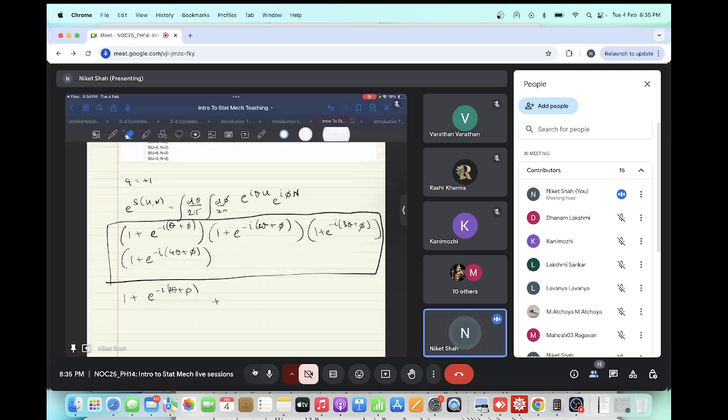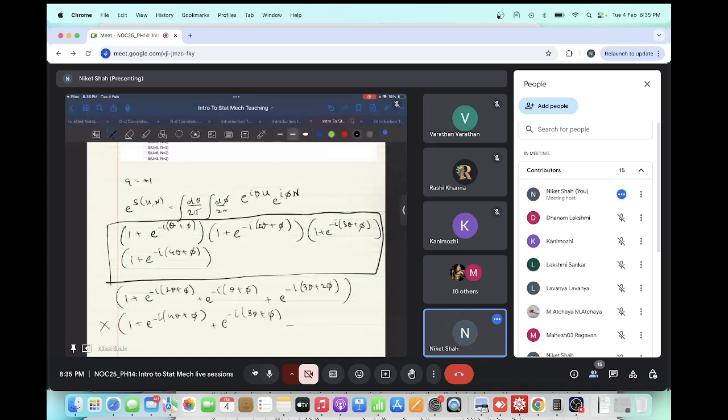This bracket is going to be multiplied with the other bracket, which is there also. I'm multiplying the last two terms, which is 1 plus e raised to power minus i(4 theta plus phi), plus e raised to power minus i(3 theta plus phi), plus e raised to power minus i(7 theta plus 2 phi).